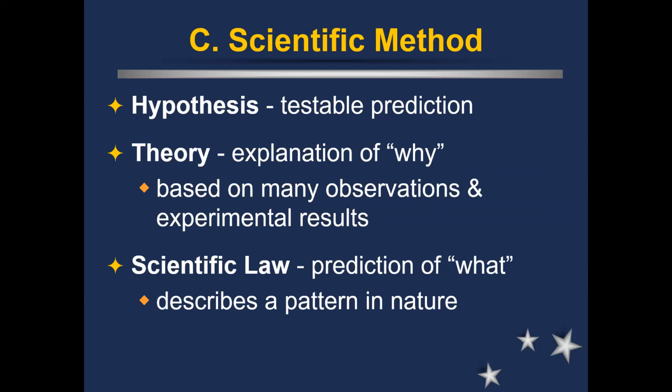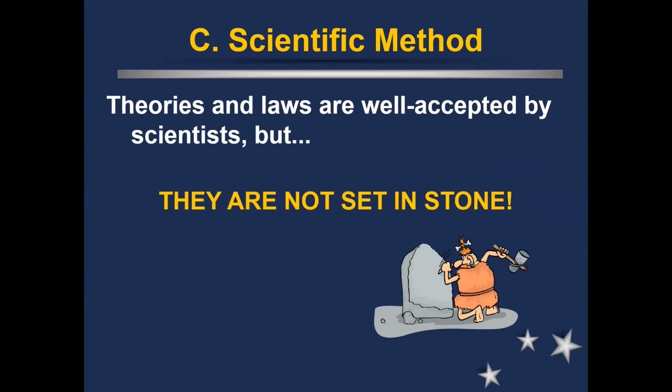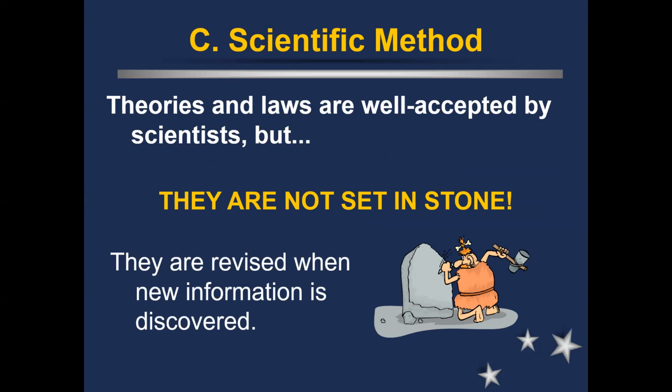Scientific law describes a pattern that's found in nature all the time, consistently. And theories and laws are well accepted by scientists, but they are not set in stone. We're open to new information in science, so they're revised when new information is discovered.